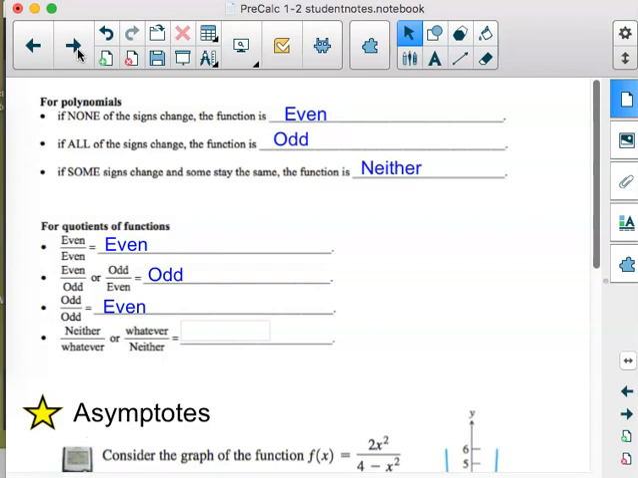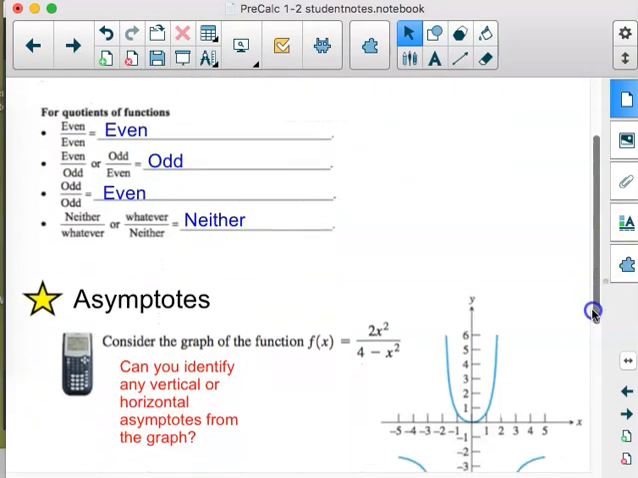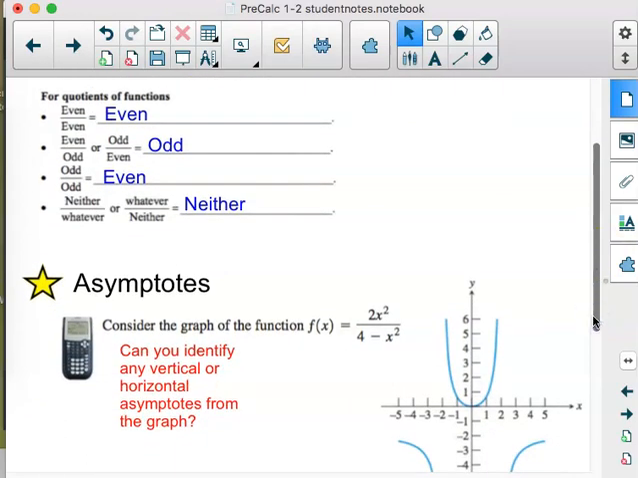And then, if we've got some mixture that gives us the neither on the top, then it doesn't matter whether the other one is odd or even. It doesn't matter if we're talking numerator or denominator, that's going to mess it up and make it neither. So that gives us the ability to look at a fraction and say, all right, what's going on in the numerator, what's going on in the denominator, and tell whether or not we're going to be seeing an even or an odd function. So, next objective talked about the asymptotes.